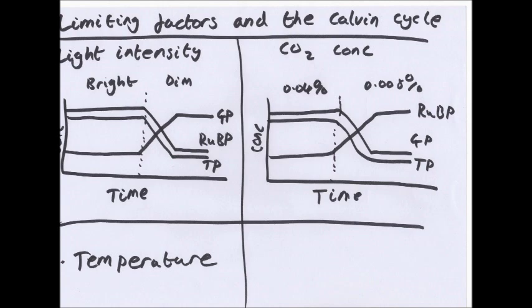Carbon dioxide. Now, this one is about carbon dioxide concentration, so this one won't depend so much on the products of the light-dependent stage. But you need to think, what part uses CO2? That's the RUBP.